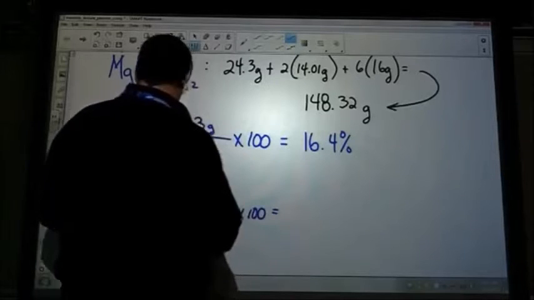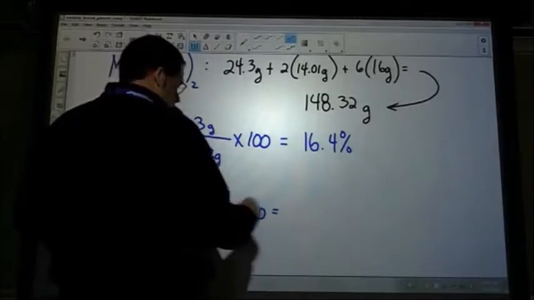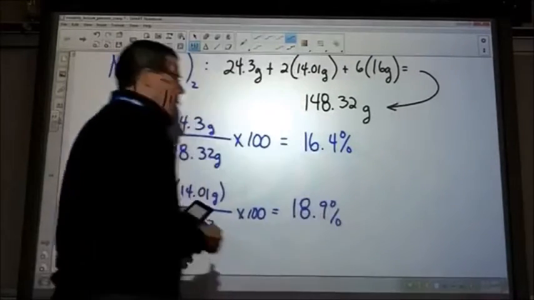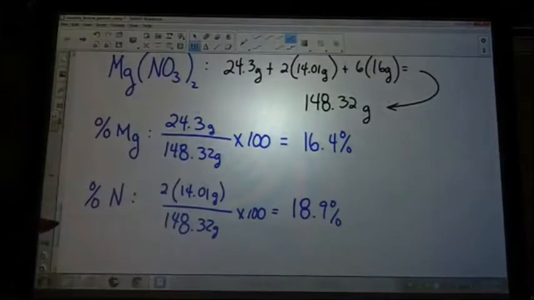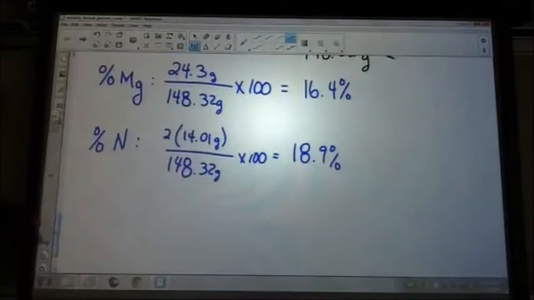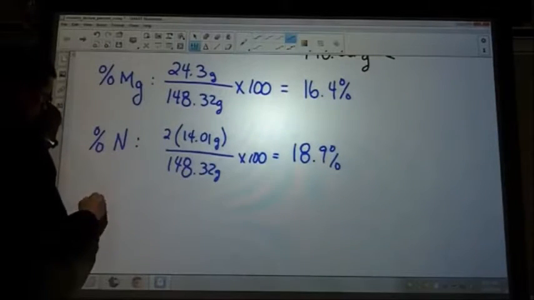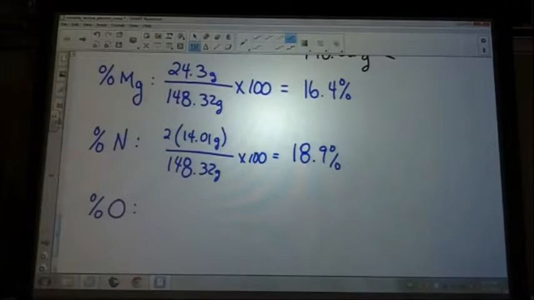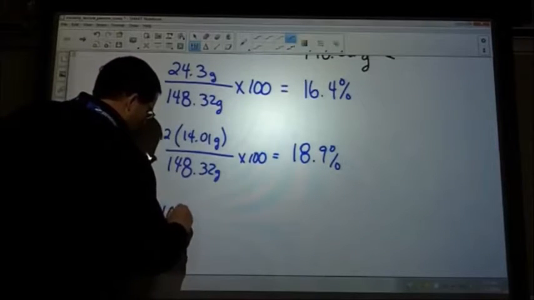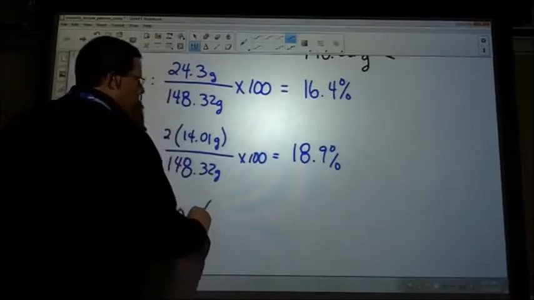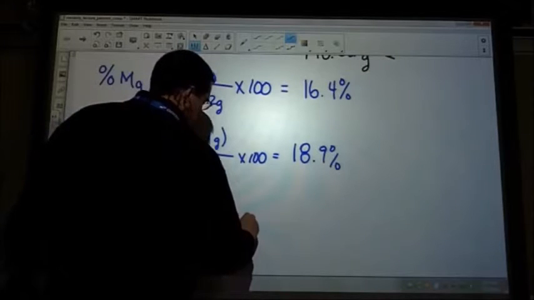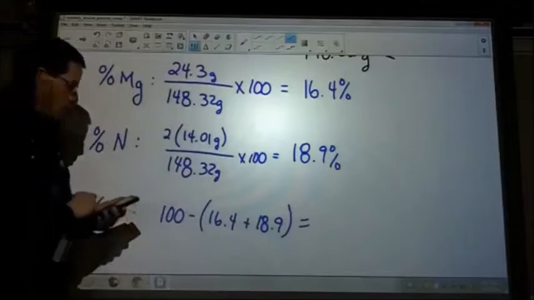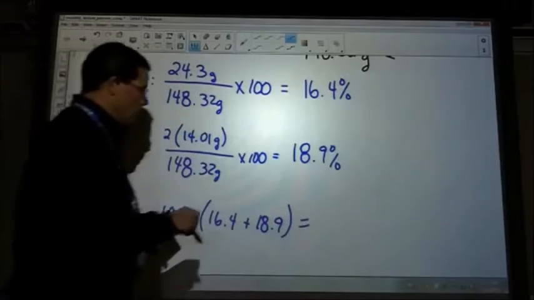And that equals 18.9-ish. Okay. And then last but not least, oxygen. Now, for oxygen, we could do the same thing, right? Or take 100 minus those two added up. So 16.4 plus the 18.9. And that equals 64.7%?